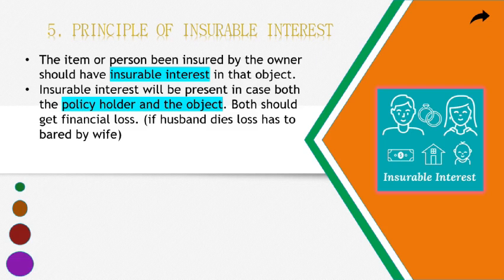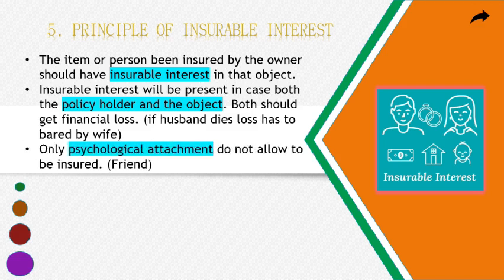In other words, we can say the insured person must suffer financial loss by the damage of the insured object. For example, the owner of a taxi cab has insurable interest in the taxi cab because he is getting income out of it. But if he sells it, he will not have an insurable interest left in that taxi cab. Another example is if the husband dies, the loss has to be borne by the wife.